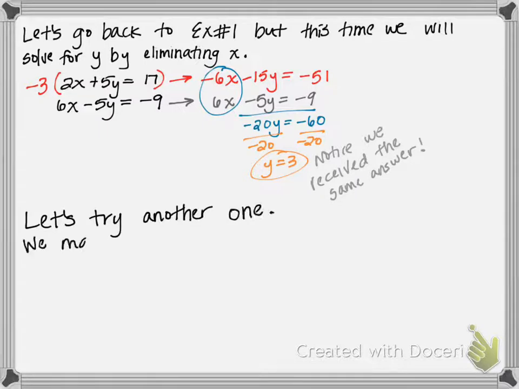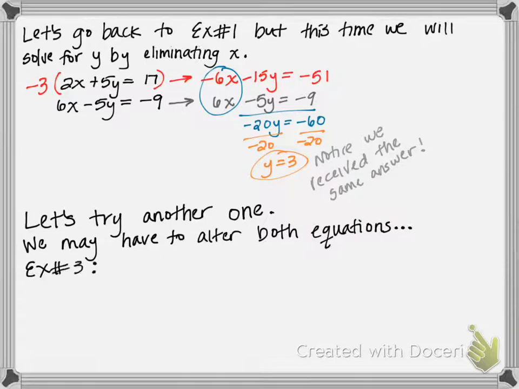So this time we're going to try another one. We may have to alter both equations instead of just altering one of the equations. So here we have 3x plus 2y equals 1 and 4x plus 3y equals negative 2. There are not any two terms that already look very similar. I can't multiply 3 by anything to reach 4x, and I can't multiply 2 by anything to reach 3y. So I'm going to have to alter both equations.